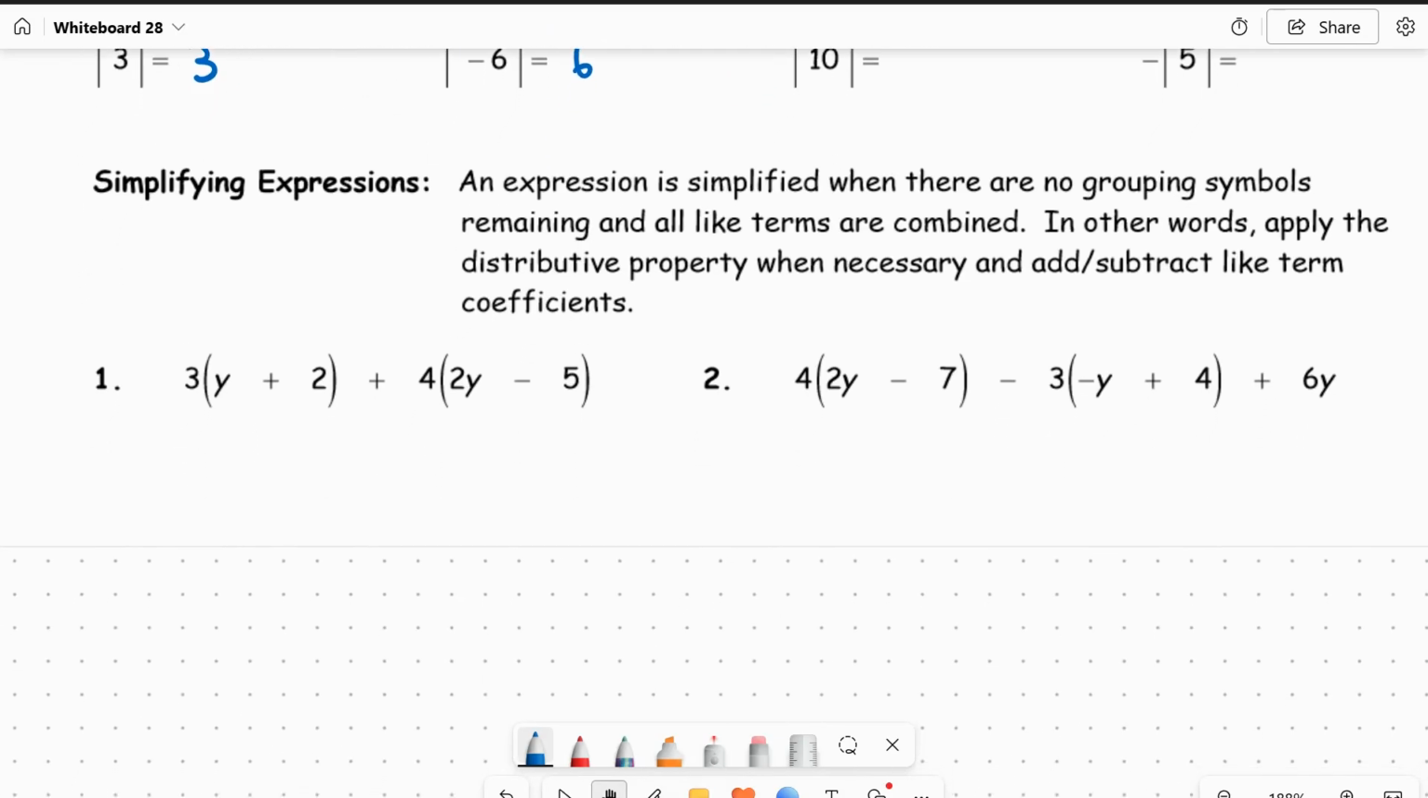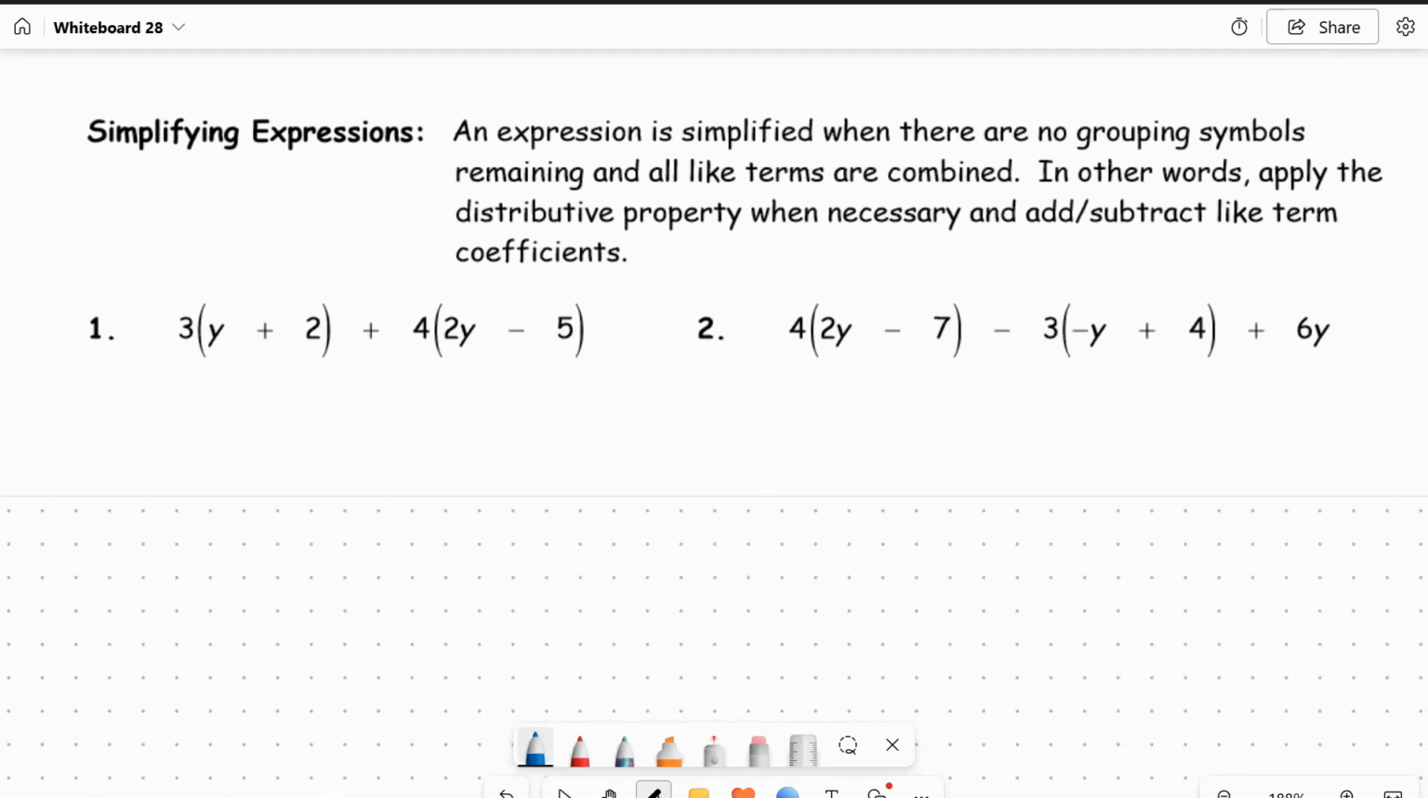Right, the next section here is simplifying expressions. Remember, an expression is simplified when there are no grouping symbols remaining and all like terms are combined. In other words, apply the distributive property when necessary and add or subtract like term coefficients. So this is just really using your properties of addition and multiplication and combining like terms.